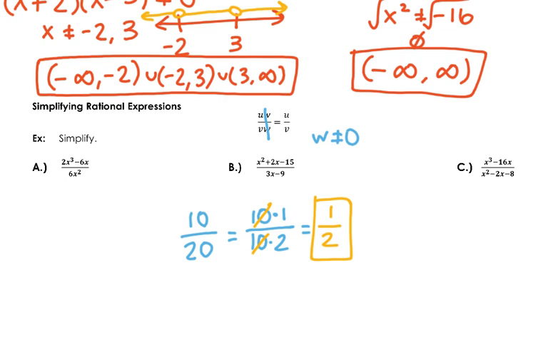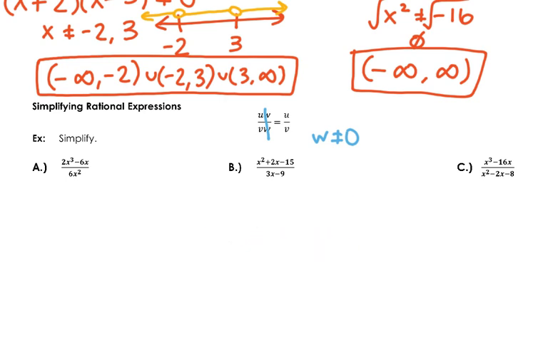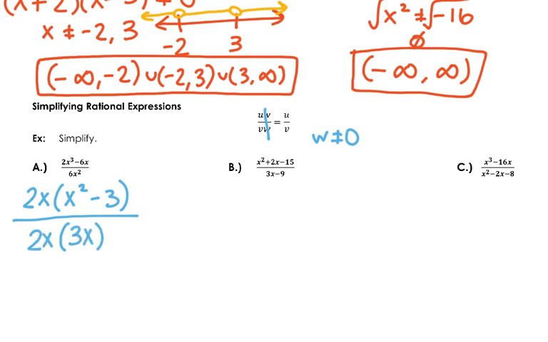So you want to take a look at the first example here. It has to be a factor of the numerator and denominator for this property to work. When I say factor, I mean put together by multiplication. So I'm going to go ahead and try to factor this numerator first. I'm going to factor out a GCF, and I'm left with x squared minus 3 over, I can write my denominator as 2x times 3x.